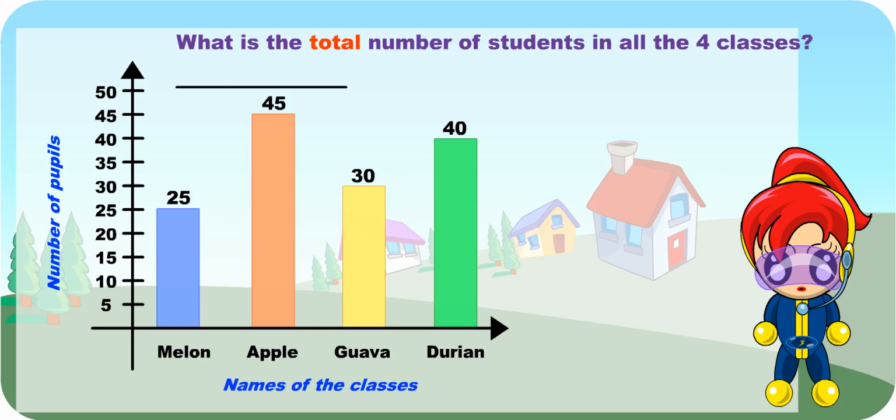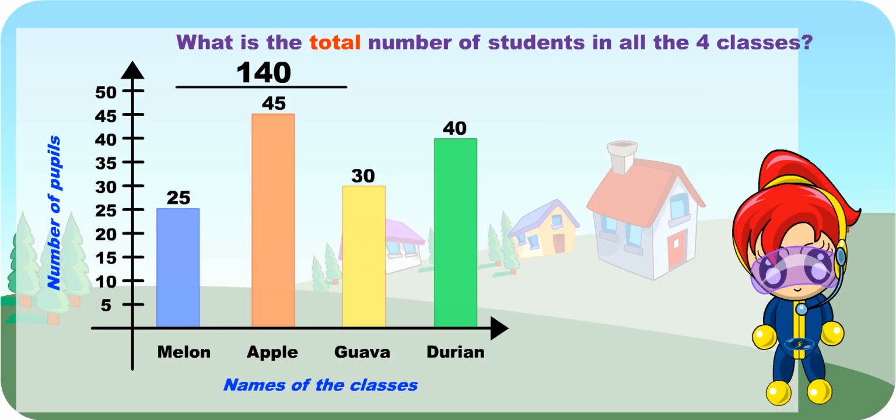What is the total number of students in all the 4 classes? I have to add up the number of pupils in the 4 classes. 25 pupils in Class Melon, plus 45 pupils in Class Apple, plus 30 pupils in Class Guava, plus 40 pupils in Class Durian is equal to 140 pupils. There are a total of 140 pupils. Very good work, Turbo Girl.